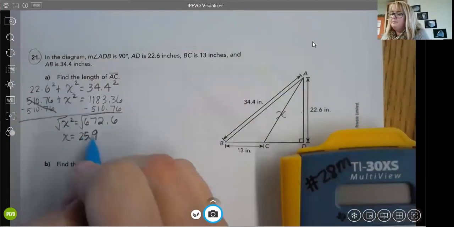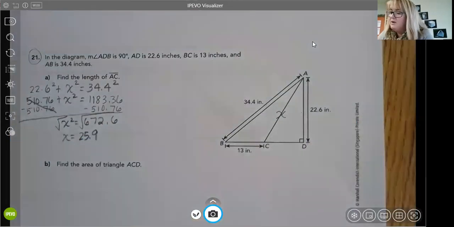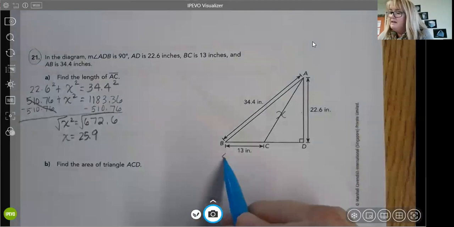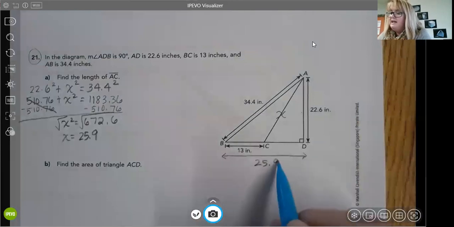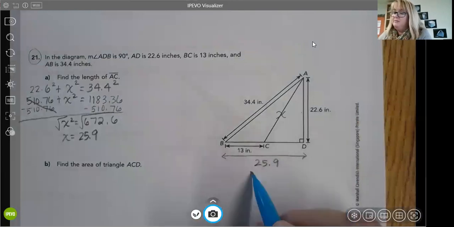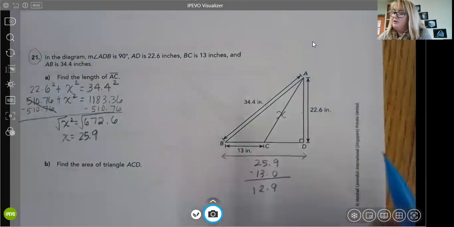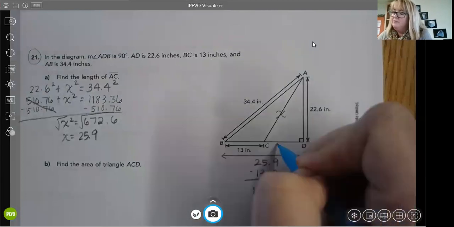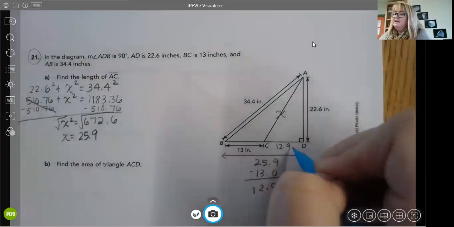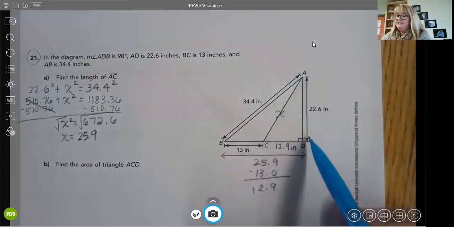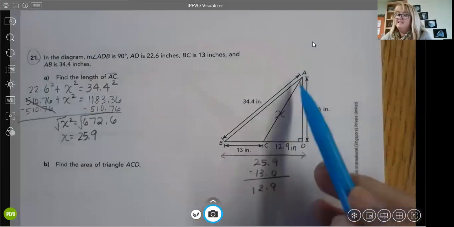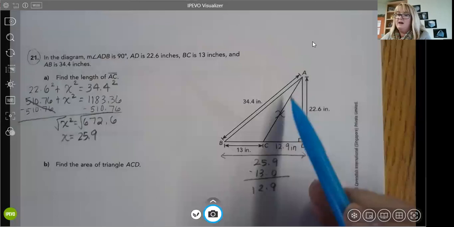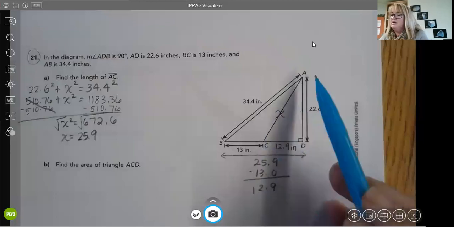25.9. Okay, so this whole thing is 25.9. And if I subtract 13.0 from it, that would be 12.9. So this is about 12.9 inches. So I know this is 22.6 and this is 12.9. And now I know I can figure out what X is. And X is my hypotenuse in this triangle.